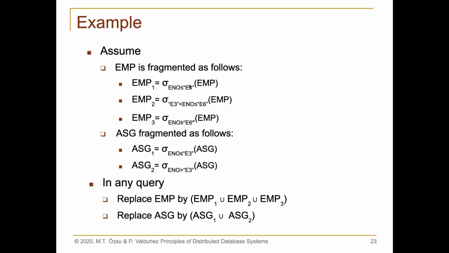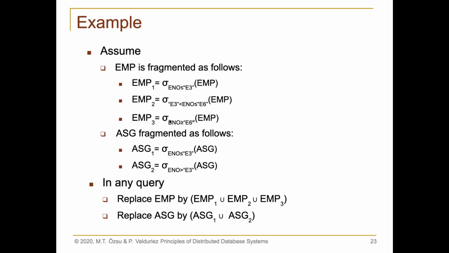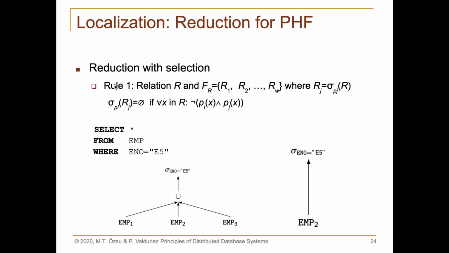So from this, by using rule 1 that eliminates fragments that cannot be retrieved by the given selection criteria, we say employee 1 cannot be part of this set of fragments, because if you apply select employee number is equal to E5 on employee 1, you will get empty set according to rule 1.